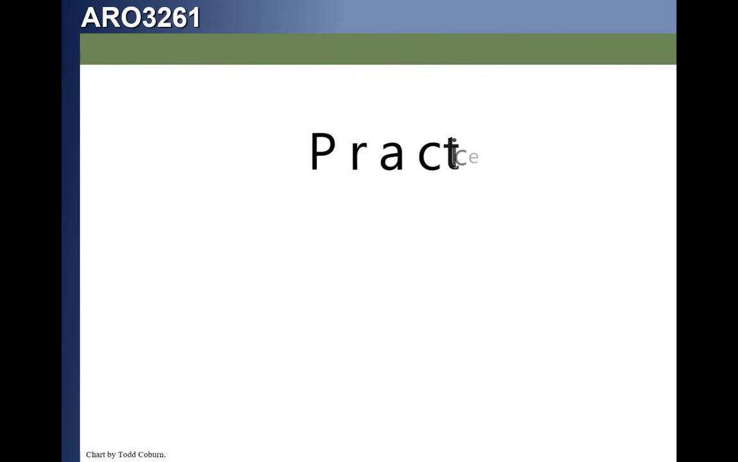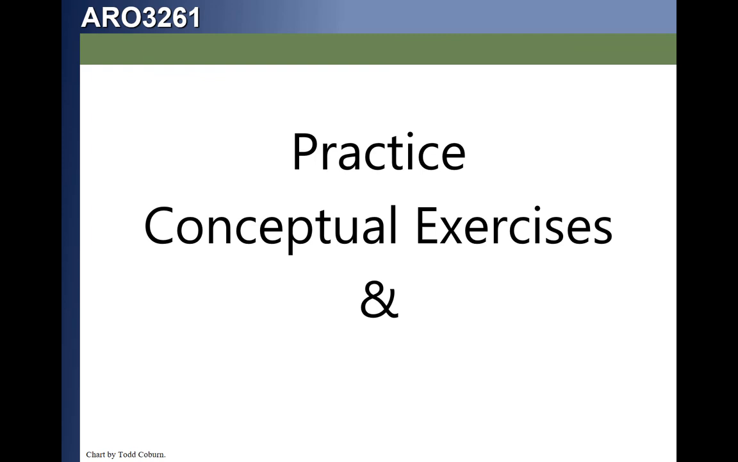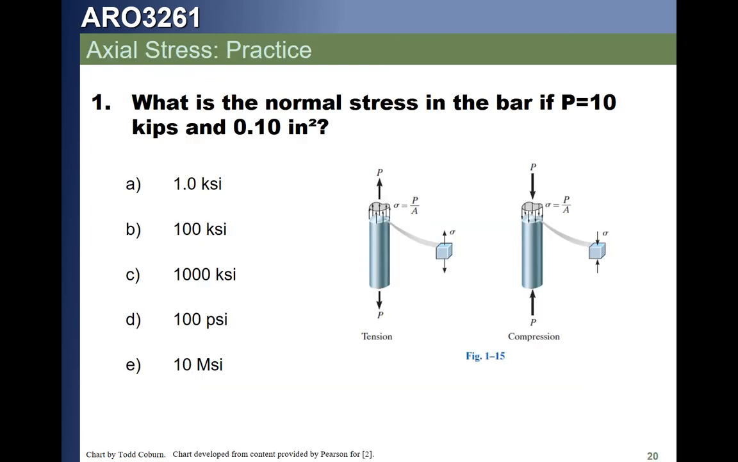All right, let's look at a couple ideas quickly. Let's say we have a part like this. We have this bar loaded in tension. What is the normal stress? Just P over A, right? Bang. Got that? Remember, kips is 1,000 pounds, 10,000 pounds, 0.1 inches squared.